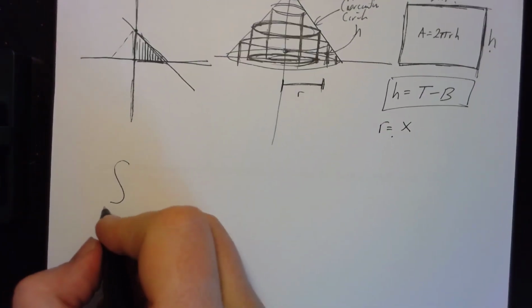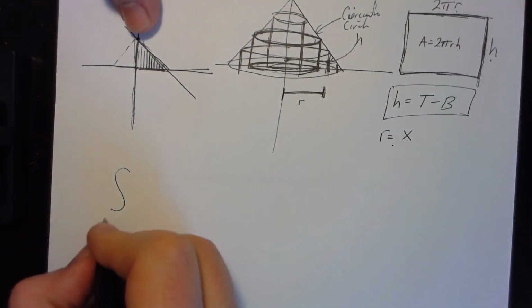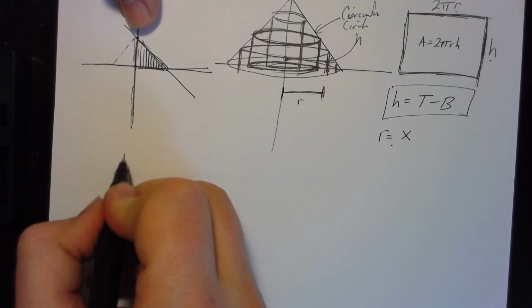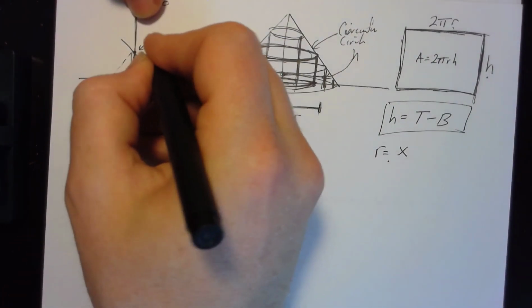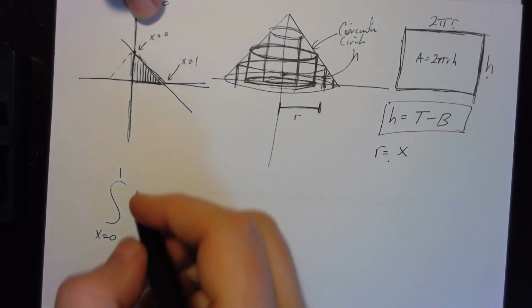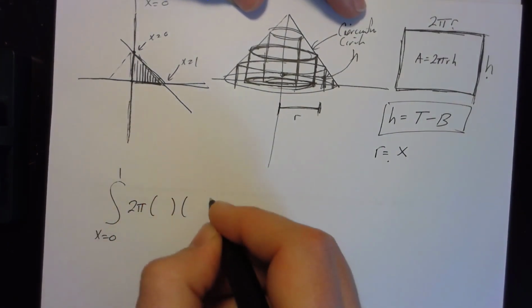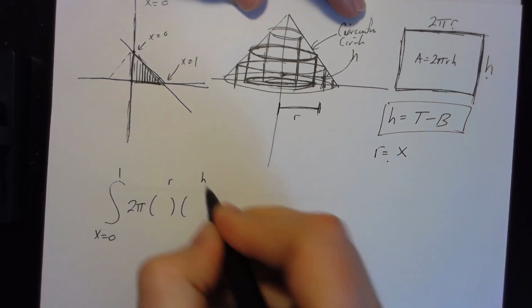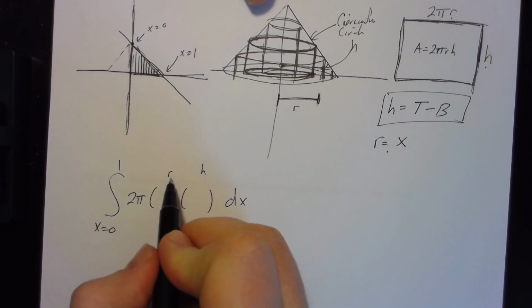So I'm going to very carefully cut this region vertically from x equals 0 to x equals 1, because that intersection point is x equals 1, and that intersection point is x equals 0. I'm going to integrate over 2 pi r and h, and I'm going to write this r, I'm going to write this h, and it's in terms of dx. So now I've got to figure out what is r and what is h.